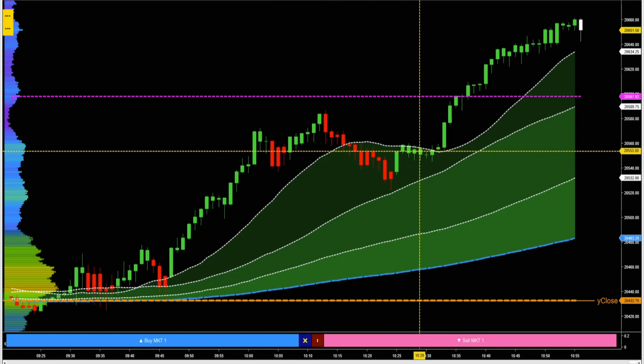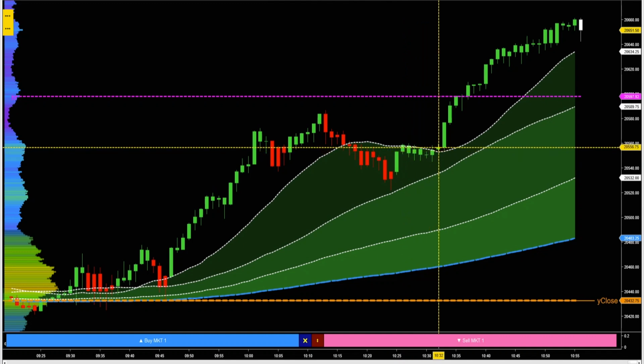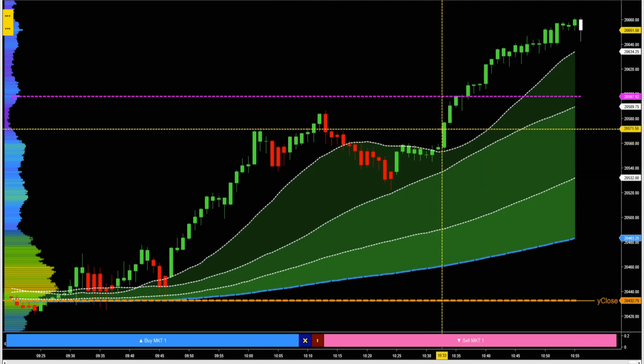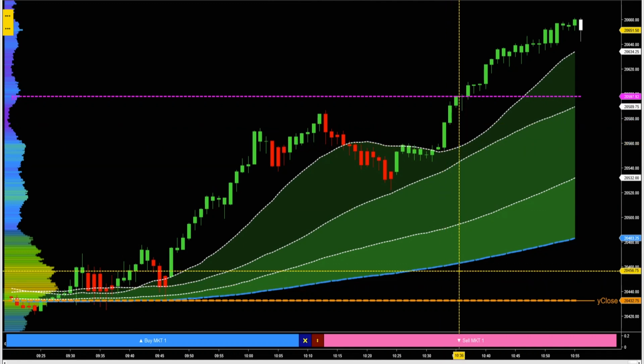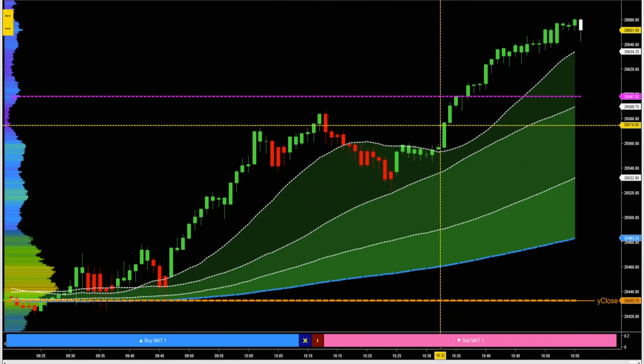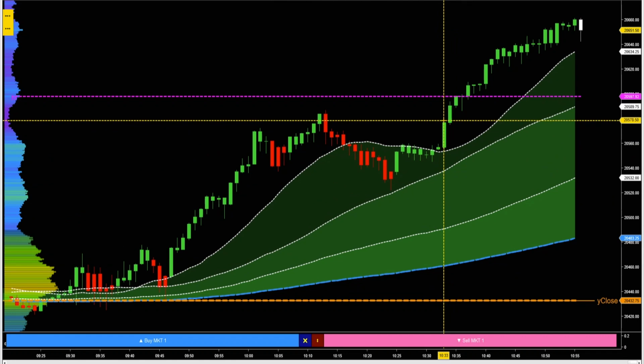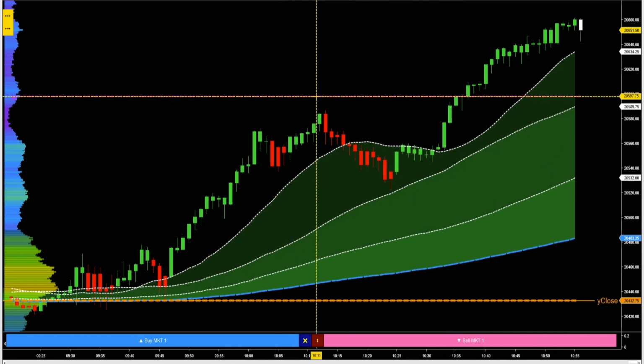The 20 SMA was holding. When we did get a close above, it was kind of a tiny candle. I probably would not have entered on that. This candle, nice big full-bodied candle, green solar wind, all the bands are green. I'd be looking for a possible move up to the pivot point, which is this magenta line.